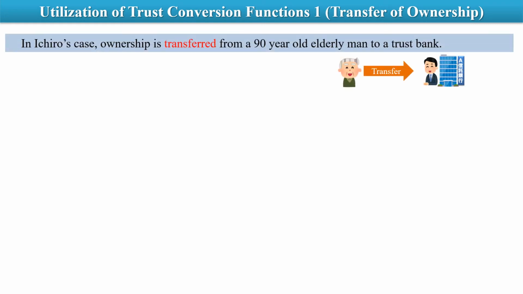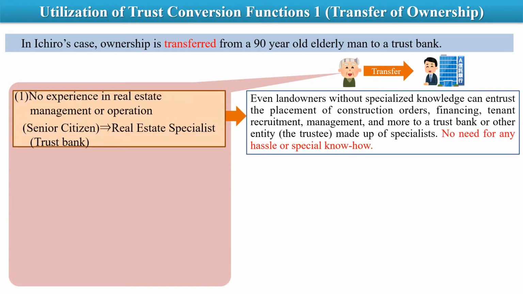Trusts have the function in which ownership of the property is transferred from the trustor to the trustee. In this case, the function is to transfer ownership of the land from 90-year-old Ichiro to the trust bank. In this case, number 1, ownership is transferred from a senior citizen with no experience in real estate management or operation to a trust bank which is made up of real estate specialists. As a result of this conversion, even landowners without specialized knowledge can entrust the placement of construction orders, financing, tenant recruitment, management, and more to a trust bank or other entity, the trustee, made up of specialists. No need for any hassle or special know-how.